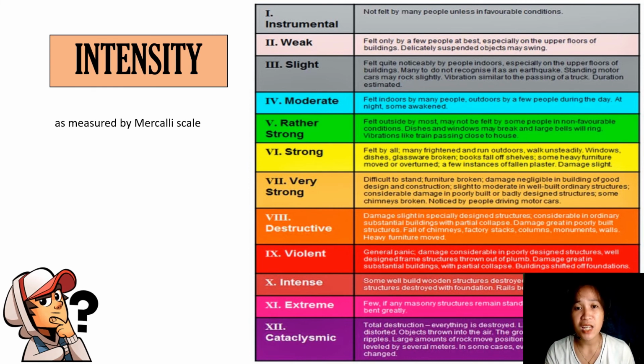Intensity 5 naman is rather strong. Felt outside by most and may not be felt by some people in non-favorable conditions. So it could be dishes and windows may break and large bells will ring. Vibrations like train passing close to house. Okay? So sa intensity 5, mararamdaman mo na talaga yung pagyanig, no? Shaking of the ground.